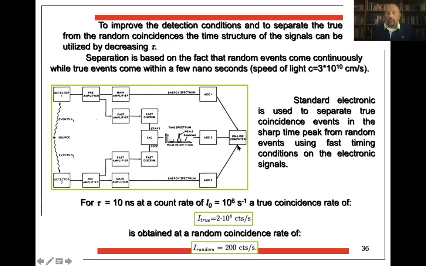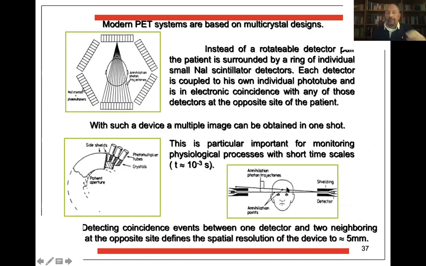Okay, there are ways to improve this resolution using electronics, essentially. By decreasing tau, of course, you get a better signal. The separation is based on the fact that the random events come continuously, while true events come within a few nanoseconds. So you can use electronics to separate them, and then you get a better resolution.